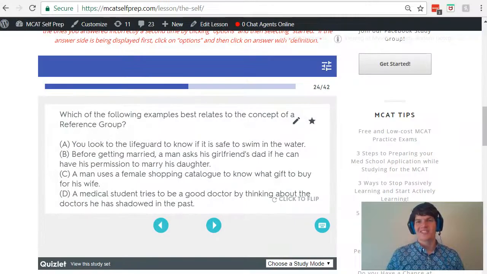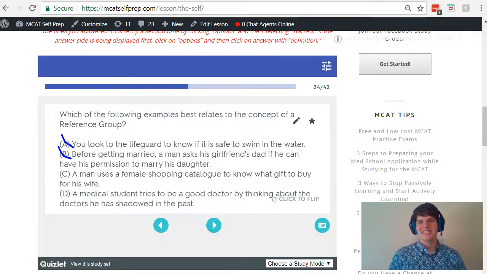To conquer the behavioral science section of the MCAT, it's crucial to know every definition inside and out. When it comes to reference group, there are two key aspects of this definition that you should understand. The first is that we're talking about a group. So you're not comparing yourself to a single person, you're looking to a group that you're comparing yourself to. So for this reason, we can quickly eliminate answer choices A and B because they involve referencing a single person.